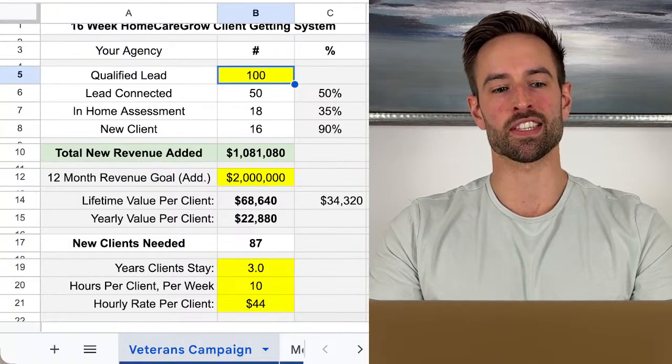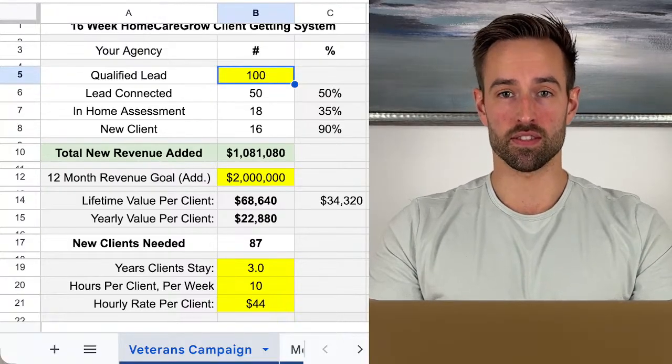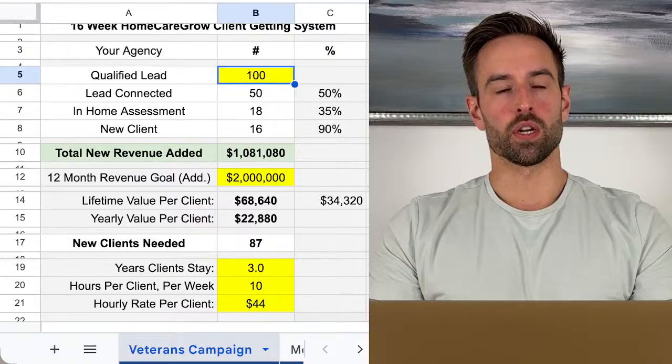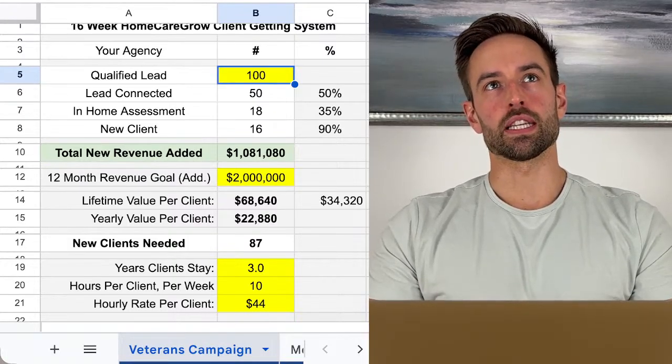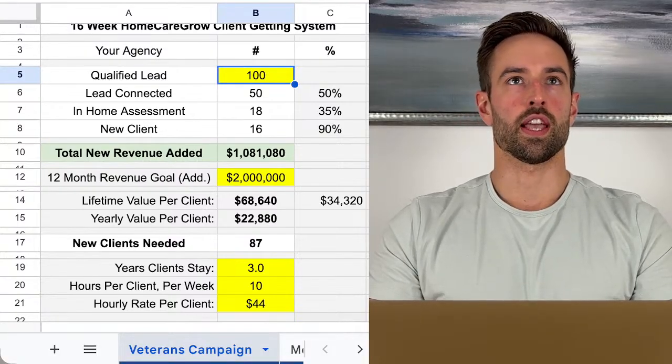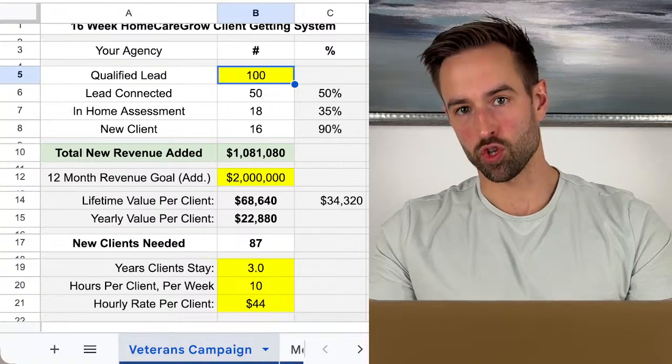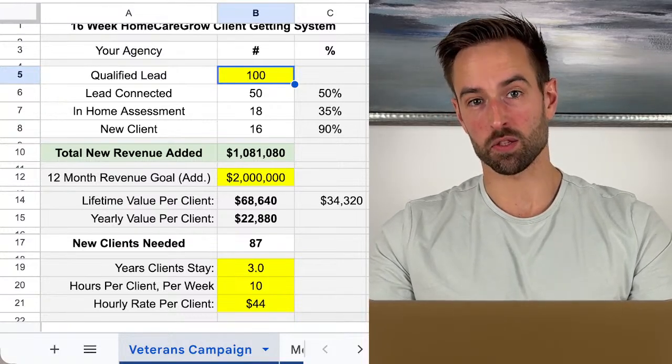In some markets, using the same campaigns, we've seen, let's use a Medicaid campaign, we can see a qualified lead for $25 or $30. In others, it's like $100. So it's like 3x, sometimes more.